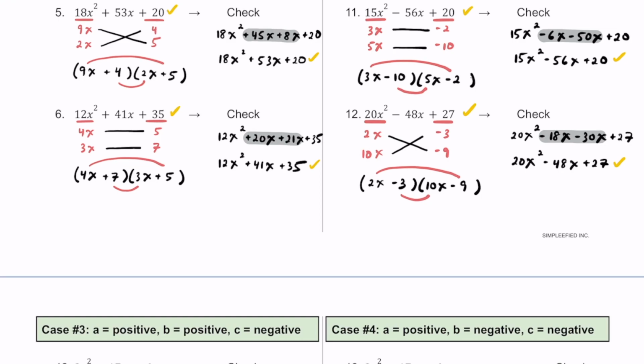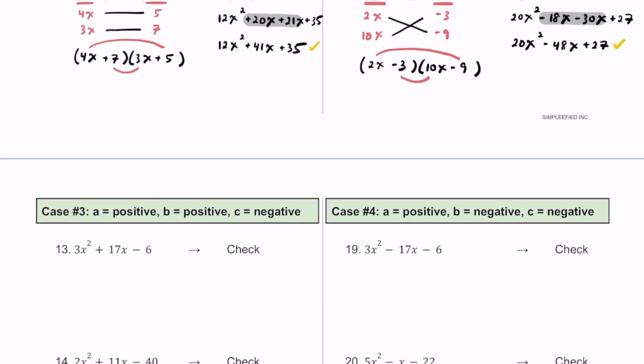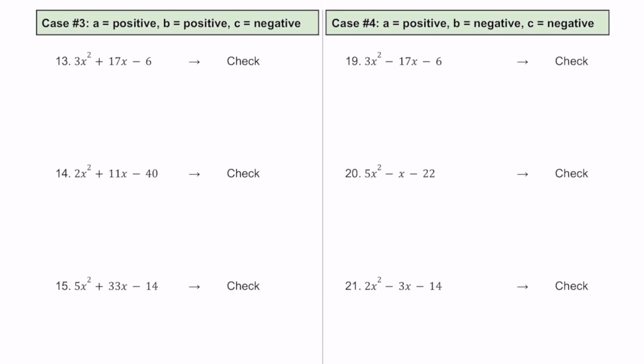All right, so 2 cases down. Let's go ahead and check out the last 2 cases, 3 and 4. These ones are similar to each other, but are a little different than 1 and 2. So let's take a look at these. Okay, so for case number 3, this is where A is going to be positive, B is going to be positive, and then C is going to be negative. All right, so let's check out these types of problems and see how they're a little bit different.